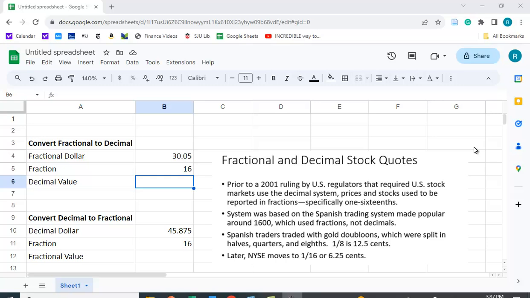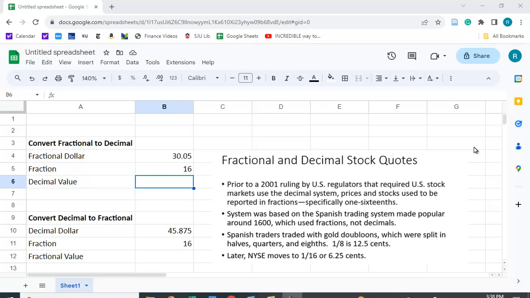So there are two ways that stocks can be quoted. We can use a fractional system or we can use a decimal system. Prior to 2001, when U.S. regulators required U.S. stock markets to use the decimal system, prices of stocks used to be reported in fractions, specifically 1/16. Why a 16th? Why use this fractional system? Well, the system was based on the Spanish trading system made popular in the 1600s, which used fractions, not decimals.